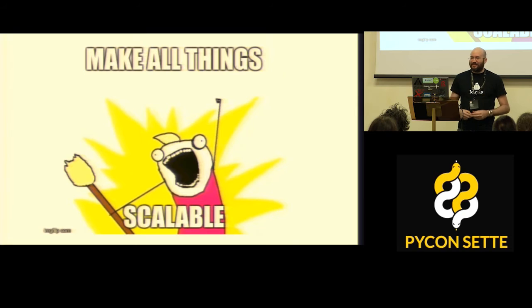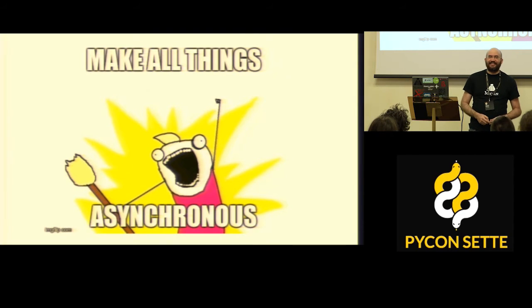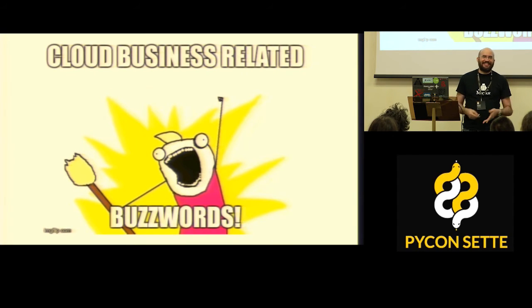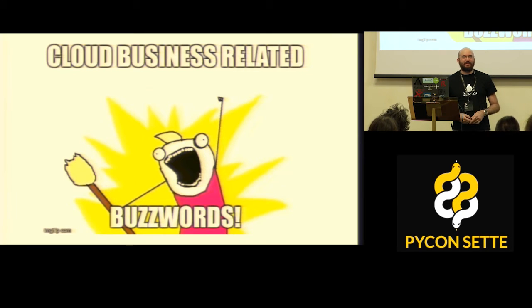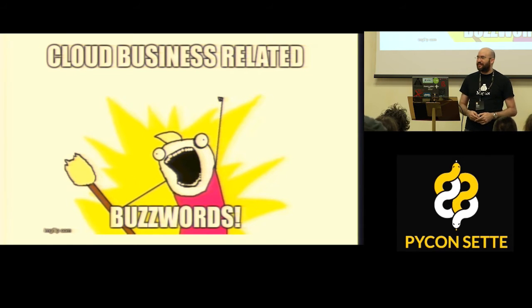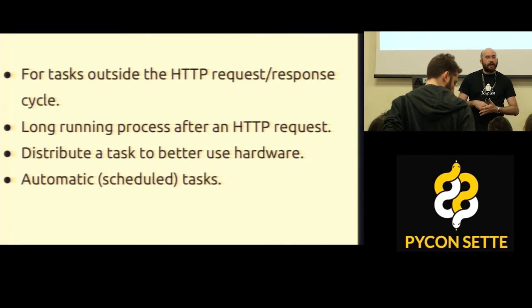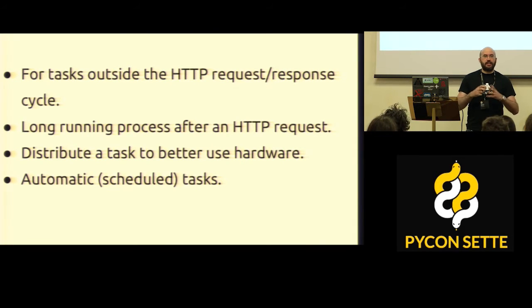To make things scalable, asynchronous, and whatever buzzwords are in fashion right now, and your boss requires you to do it. Basically, it means Django is very synchronous. It's very attached, very designed on top of its request-response cycle, and things just don't happen outside that cycle unless you do a management command.